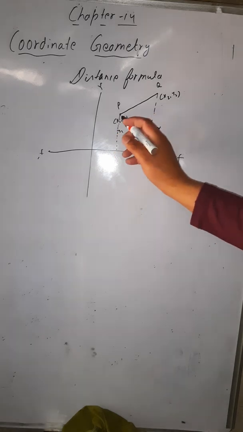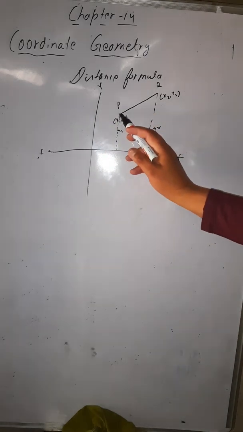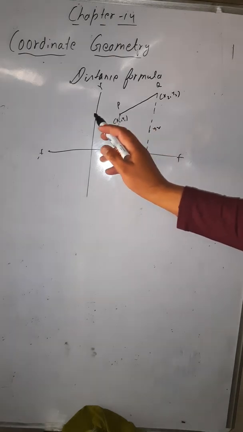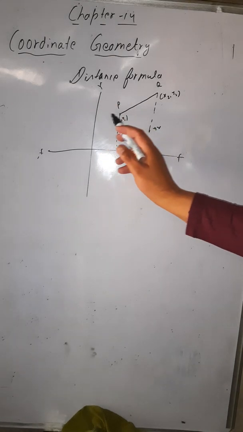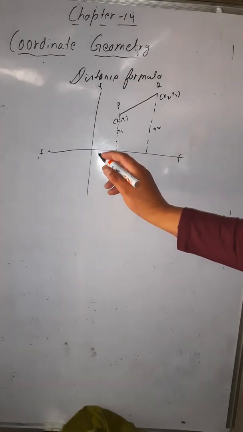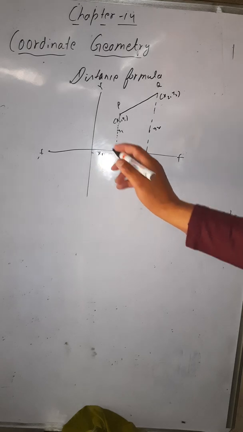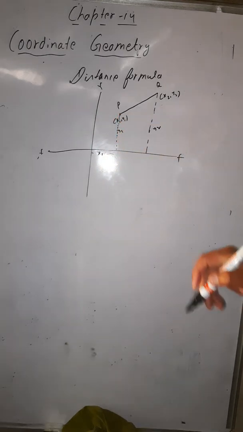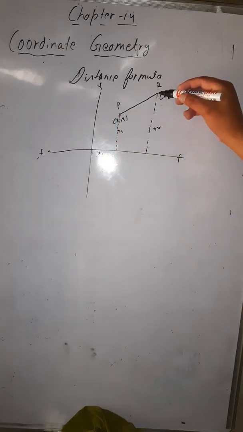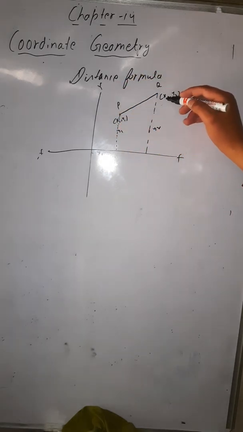Now, one more thing you have to tell me. Can you tell me the distance of point P from the y-axis? Yes, this distance is x1. Very good. From here to here, this distance is x1. Now can you tell me the distance of point Q from the y-axis? So this distance is x2.